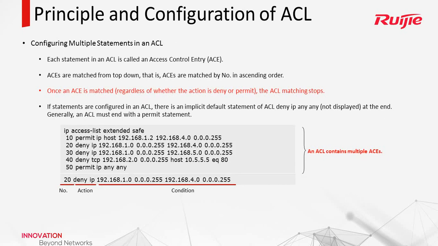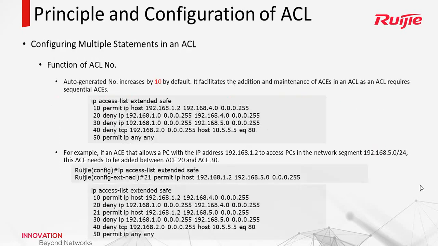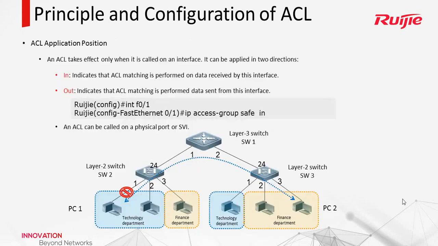One ACL contains multiple ACEs. Once one ACE is matched, the ACL matching stops. For the ACL sequence number, by default, we use 10. So next time, if you want to insert a sequence, we can just add, for example, 21 here. It's very convenient. For the ACL position, we have in and out. We can, for example, use the interface F0/1, then ip access-group safe, then use in. The ACL can also be used on the SVI interface.